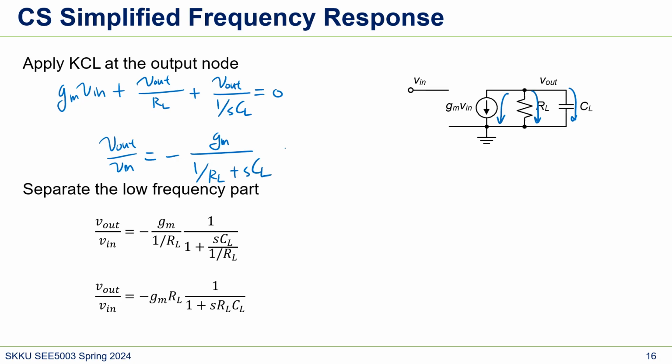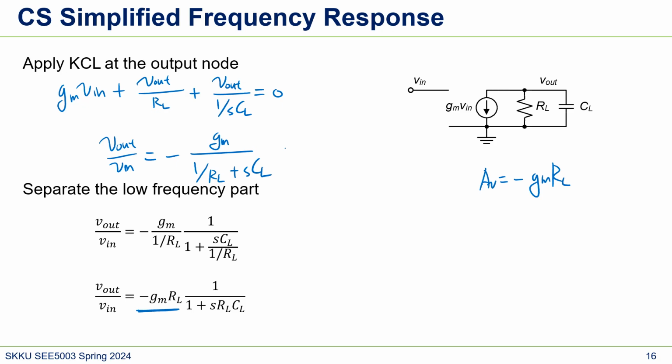So we will just make it a little neat. Separate the low frequency part, so it's like this, and it turns out just this. You know, the gain of this CS amplifier is this one, right? Assuming we don't have CL, which means CL is 0, then our gain would be minus GM RL. We already learned about this, right?